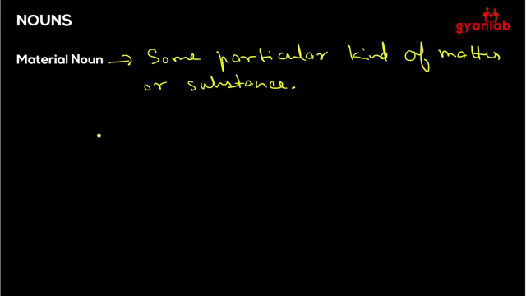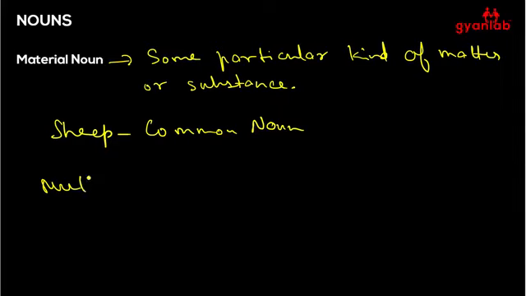All right. So let's take the word sheep that we had used last time. Sheep is basically a common noun, right? But if we were to use the meat that is derived from sheep, the flesh of a sheep, it's called mutton, right? So mutton is a material noun. It's some particular kind of matter or substance, mutton being the flesh of sheep, and it's a material noun, right?